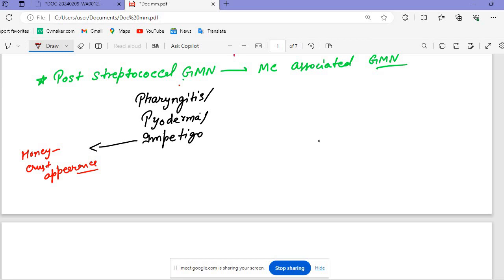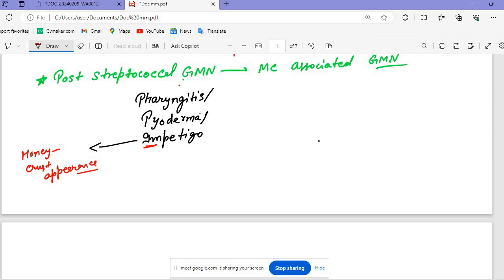And impetigo is also caused by the streptococcus. So two questions: impetigo is caused by streptococcus, and honey crust appearance is seen in case of impetigo. You will get the characteristic keyword in the questions, honey crust appearance. That means they are talking about impetigo, or maybe they ask you the organism causing that. So the pyoderma is also caused by the streptococcus.